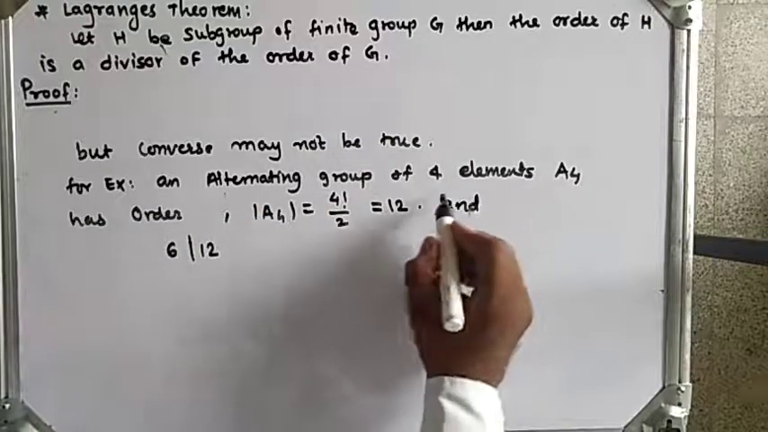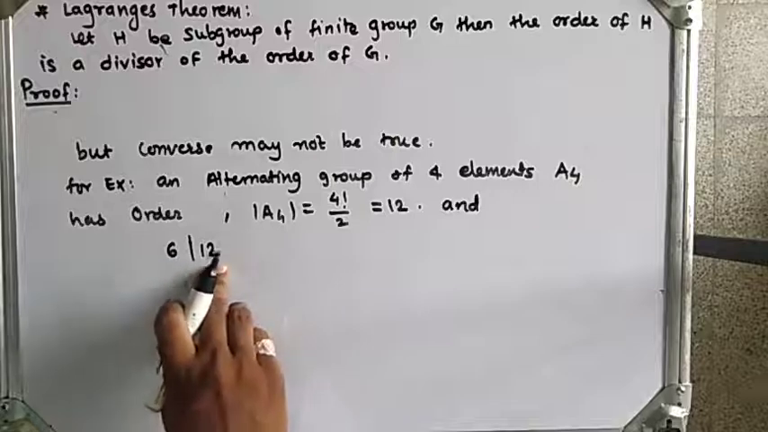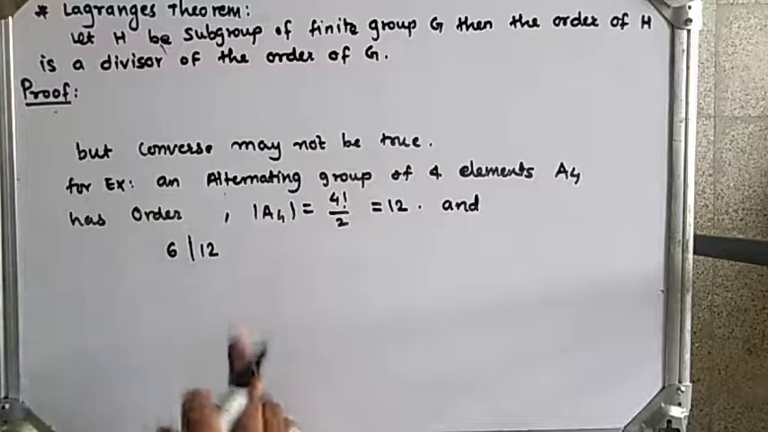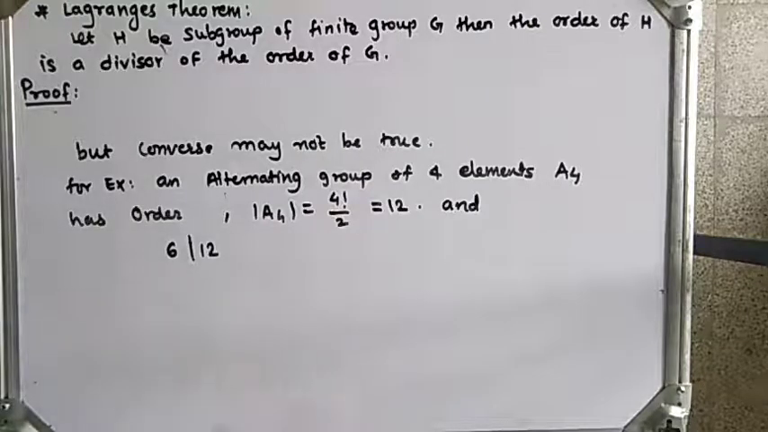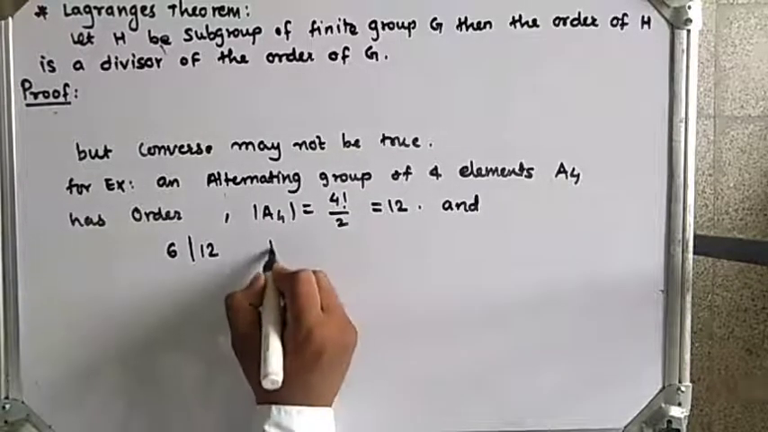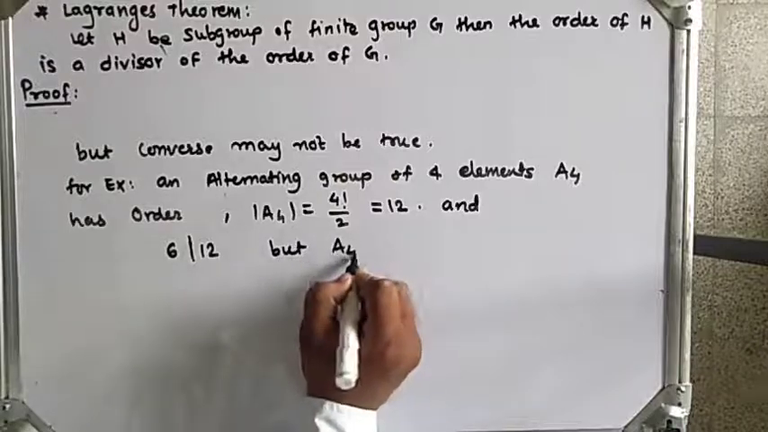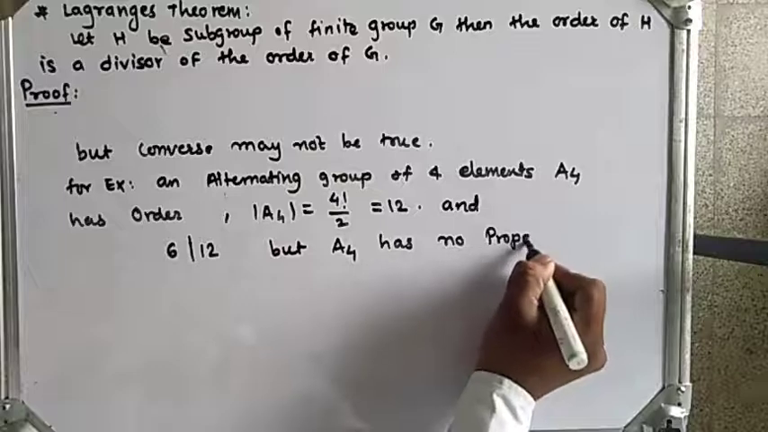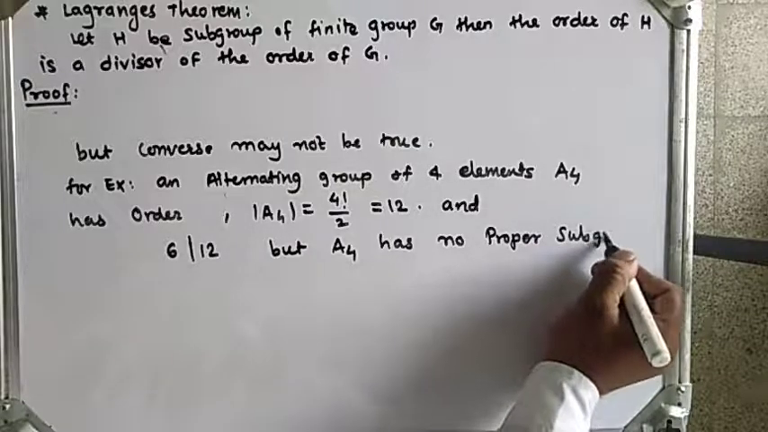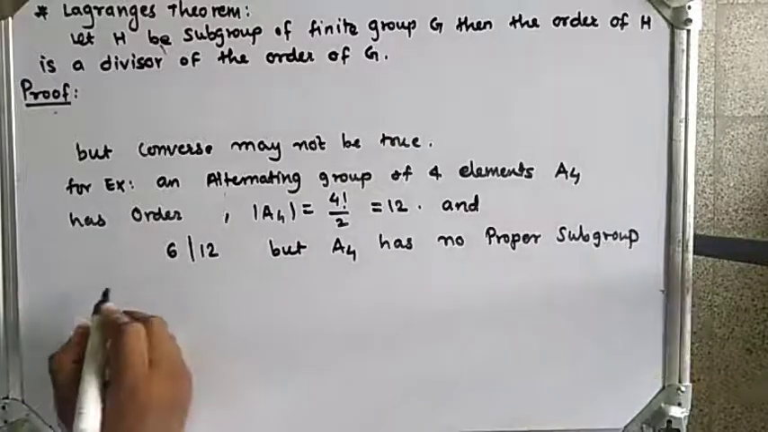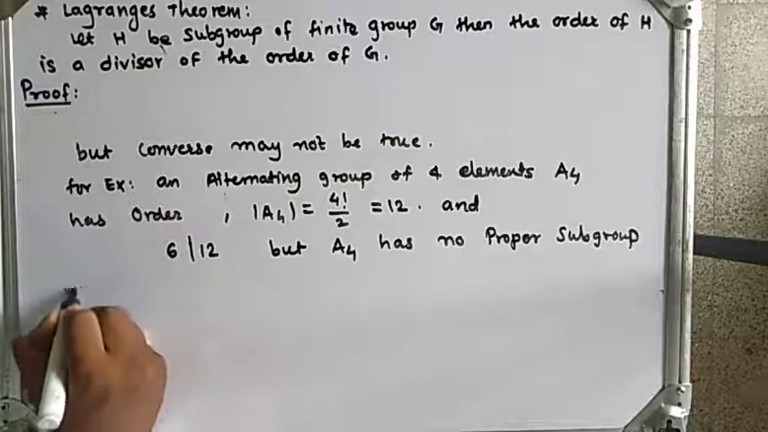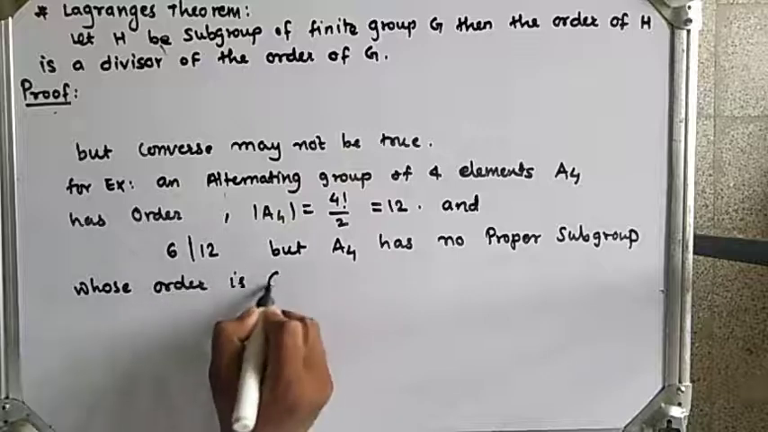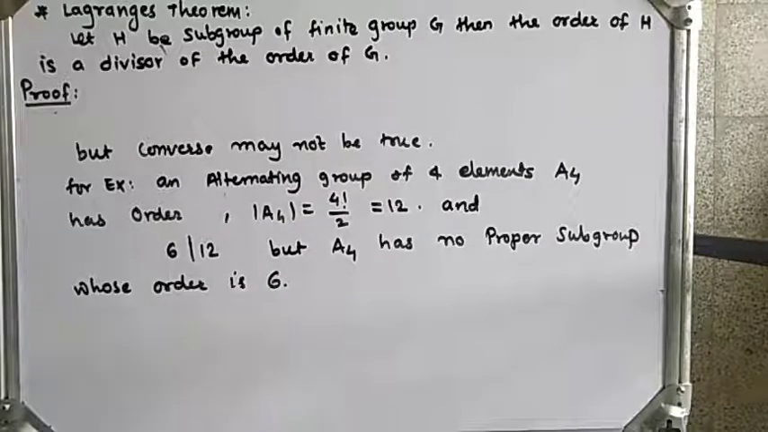Here 6 divides 12, but A4 has no subgroup whose order is 6. So the converse is not true. A4 has no proper subgroup whose order is 6. That's why the converse is not true.